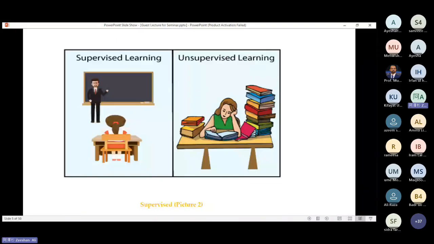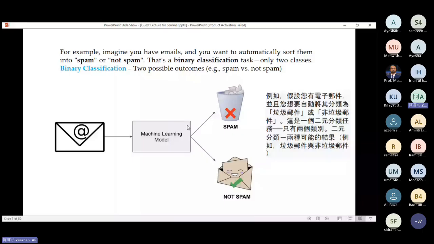For example, imagine you have email and you want to automatically sort it into spam or not spam. So we have two types of category. Maybe sometimes we receive email, sometimes we don't receive email because the email goes to spam. So we have two possibilities. Maybe it is in spam, maybe it is not in spam. That's a binary classification task, only two classes. Binary classification, two possible outcomes like spam and not spam. So we have two possibilities for binary classes.